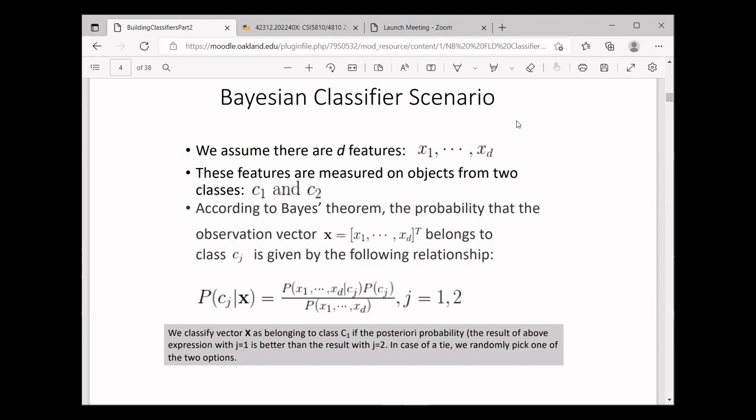Now, it might happen that both the probabilities come out to be same. In that case, we have a tie situation, and all you can do is go either with class 1 or class 2 in any random fashion. So randomly, you can pick either class 1 or class 2. All right, so that's really how the Bayes classifier works.